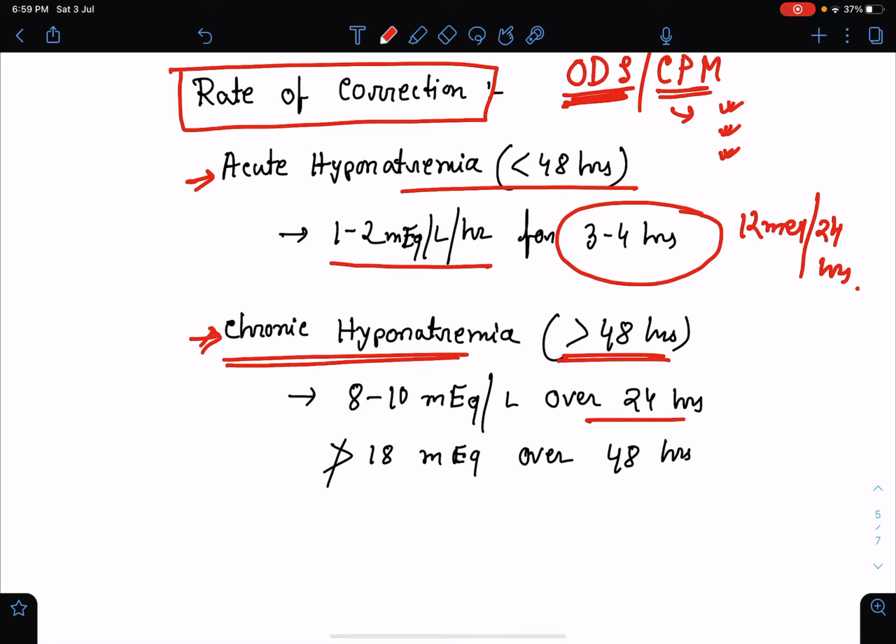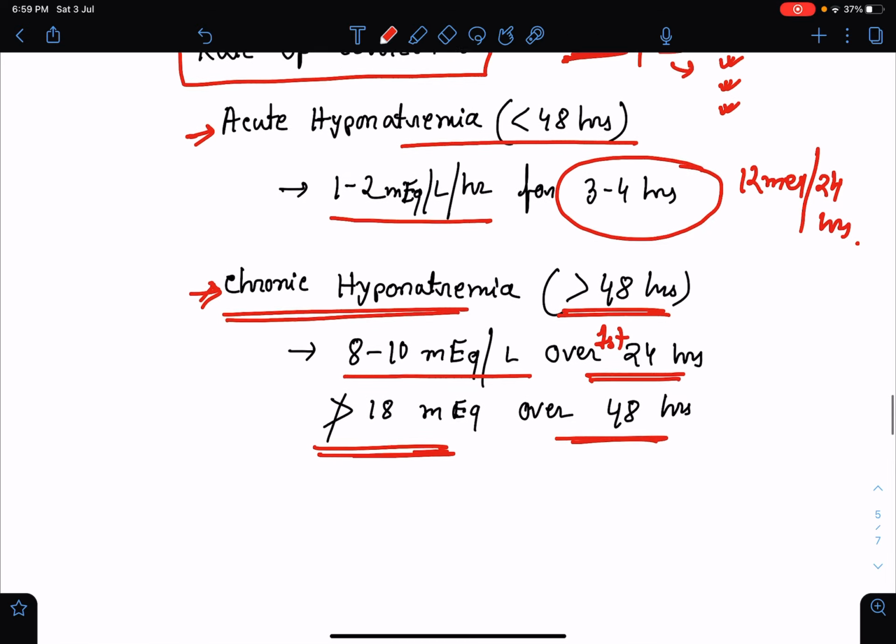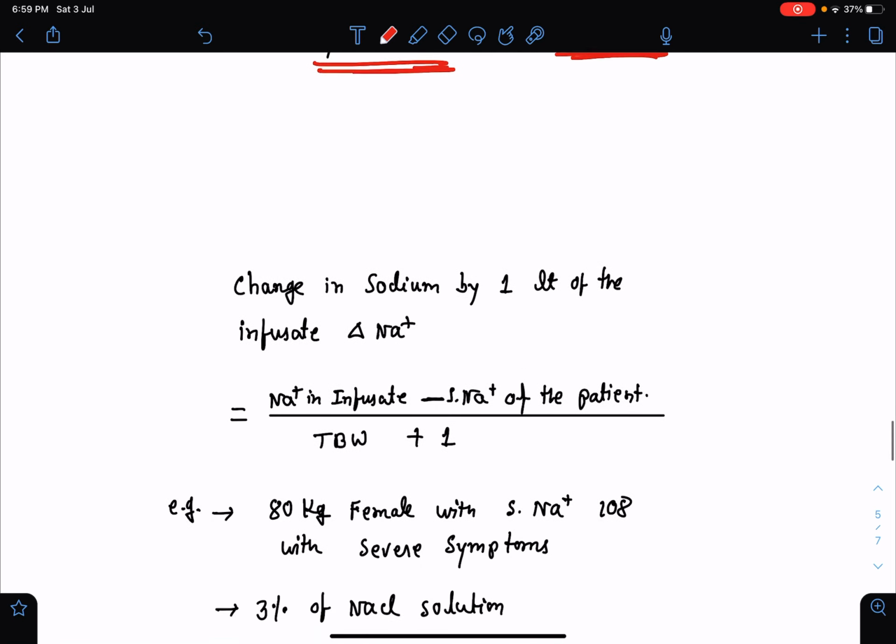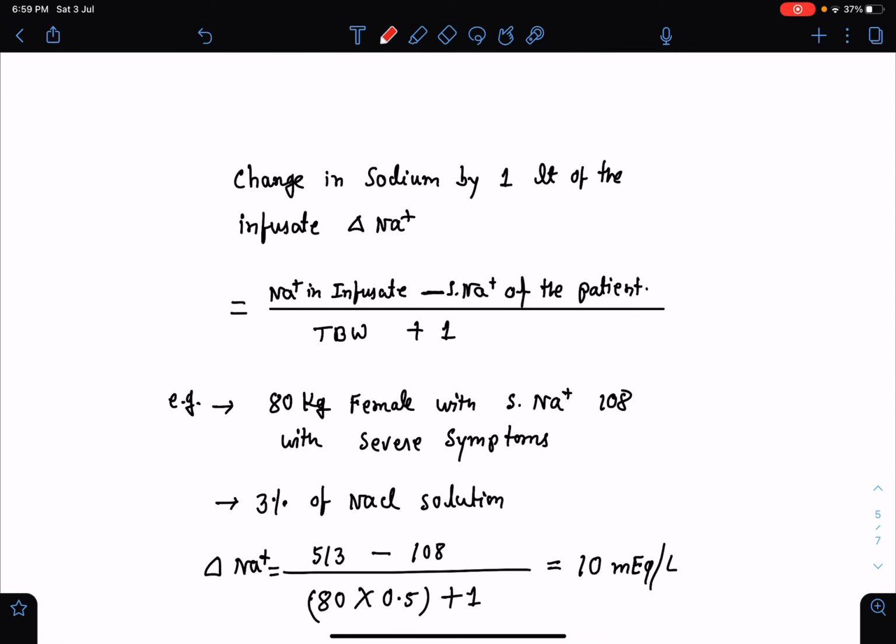the first 24 hours, the correction should be up to 8 to 10 milliequivalent per liter, not more than that. So 8 to 10 milliequivalent per liter over the first 24 hours. Okay, and it should not exceed more than 18 milliequivalent over the first 48 hours. So this is about the rate of correction which we should definitely remember while treating or correcting the serum sodium level in a patient of hyponatremia.